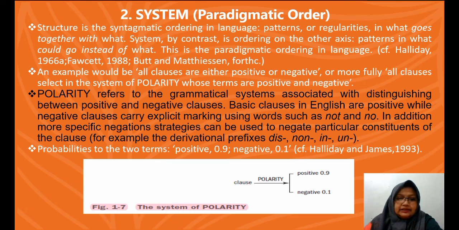Then there are probabilities, or kinds of polarity probabilities, for the two terms: positive 0.9 and negative 0.1. It is from Halliday and James 1993. Look at figure 1.7, the system of polarity. Here, a clause is divided into two possibilities: it can be positive and it can be negative.